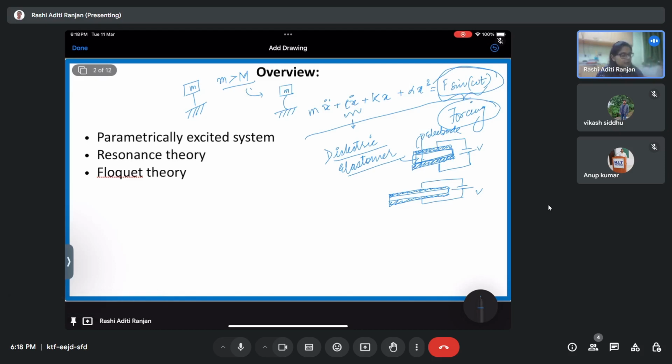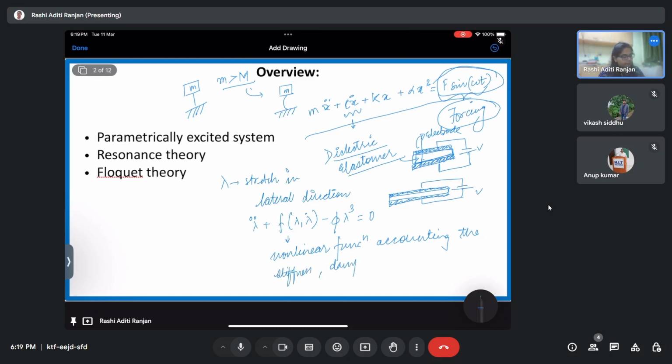For now I'll write the equation, and we try to write it in terms of lambda, which is the stretch. Stretch means the current dimension divided by the initial dimension. So lambda is essentially the stretch in the lateral direction. If I write the equation of motion, it is something like lambda double dot plus some f, which is a function of lambda and lambda dot, minus phi lambda cube is equal to 0. This f is some nonlinear function accounting for the stiffness, damping, etc.